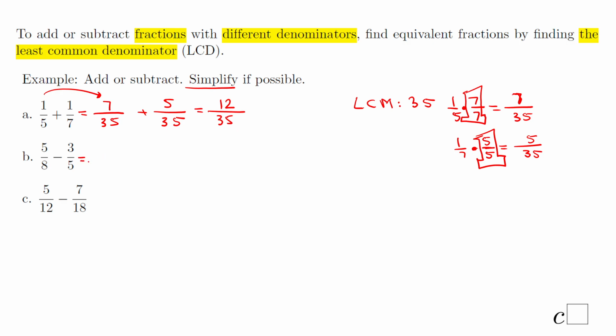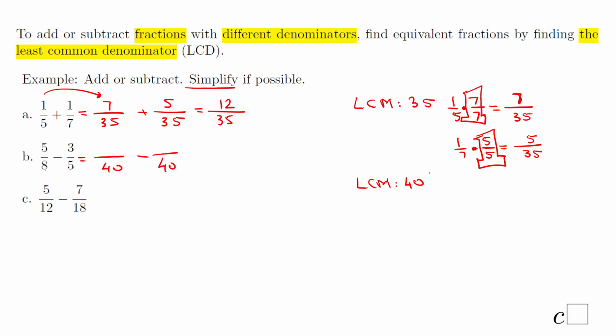Let's take a look at the next one. And again, we're going to look at this 8 and 5. The least common multiple for 8 and 5 is 40. Nothing in common between these two, so you can simply multiply. So 40 for the new equivalent fraction.